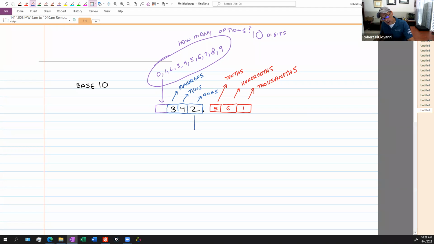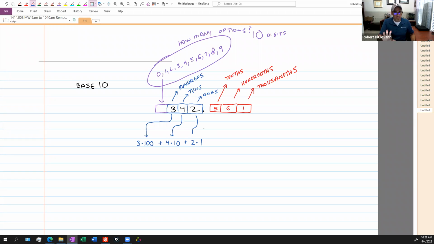Another way you can write this number is this. Doesn't this 3 mean I have 3 hundreds? And then the 4 means I have 4 tens. And the 2 means I have 2 ones. Think about it like money, $342. That means I have 3 $100 bills, 4 $10 bills, and 2 $1 bills. Yes?